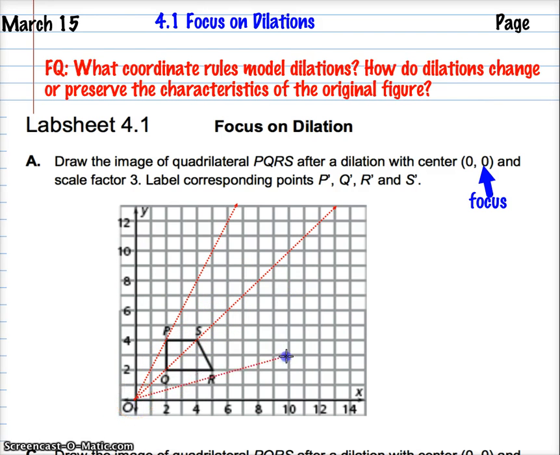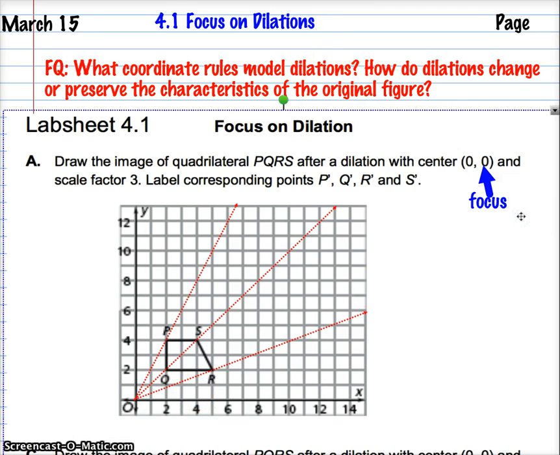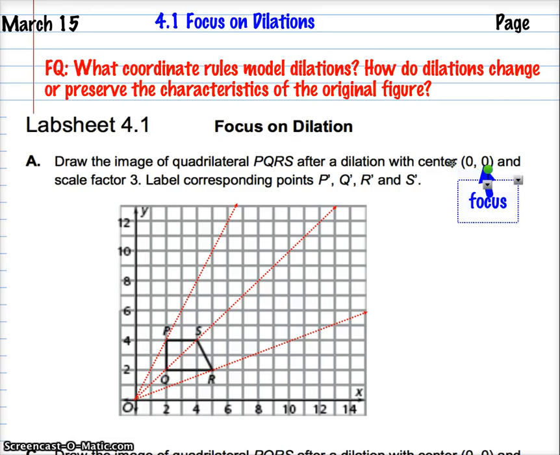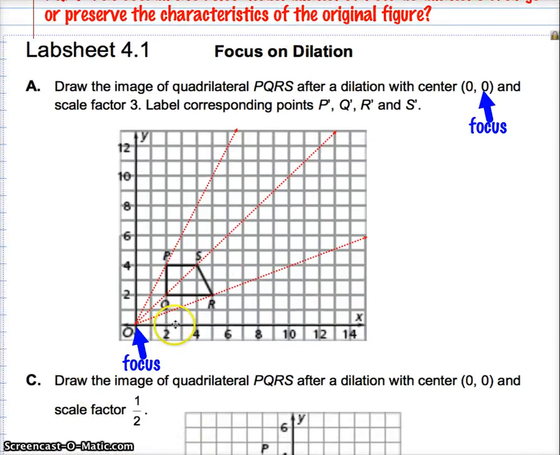And I'm going to go through point R, okay. So my focus is 0, 0. It's, like I mentioned before, also your vanishing point. So your focus is actually this location down here. Okay, sometimes your focus can be somewhere else depending on where they tell you your focus is. Okay, now what I need to do is replicate this distance from the focus to my first point.